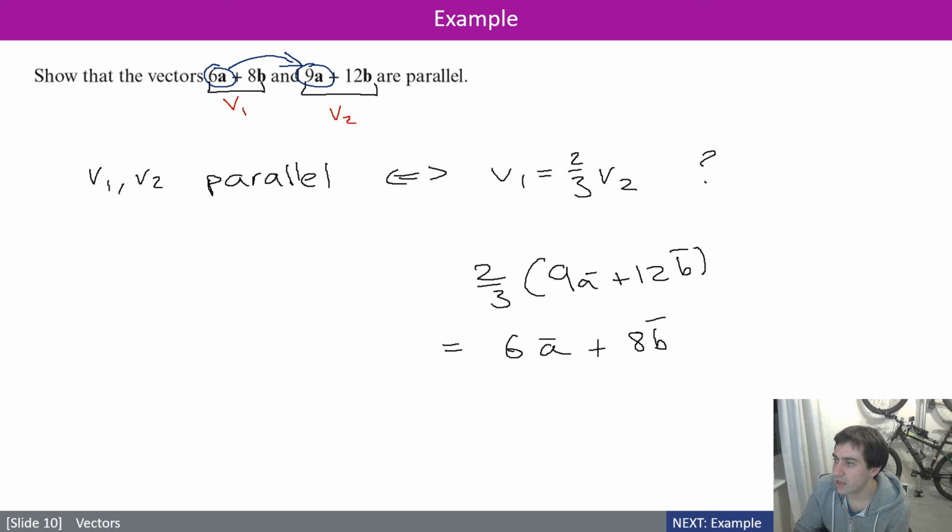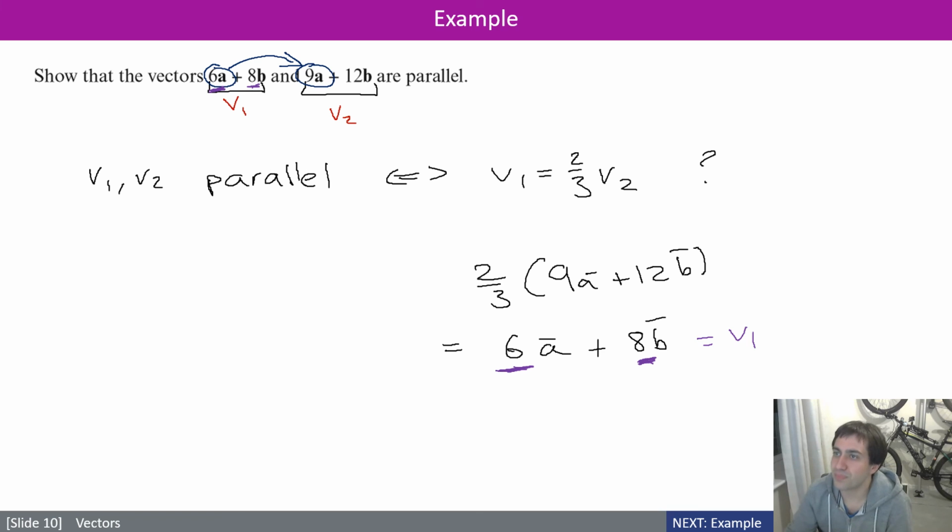And indeed, that is actually equal to V1. We've got 6 and we've got 8, which lines up with that 6 and that 8. So 6 I was always going to get because I picked 2/3 to make it 6, but I might not have gotten 8. If I didn't get 8, then they're not parallel. But because I did get 8, they must be parallel. It worked. That number 2/3 worked for both parts. So therefore, they're parallel vectors.